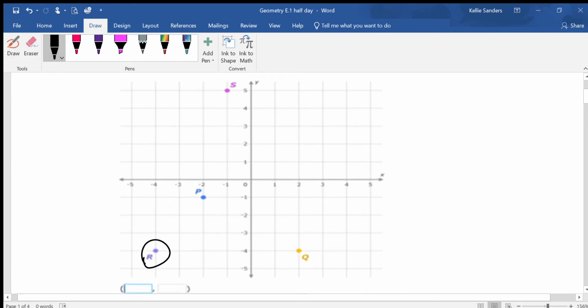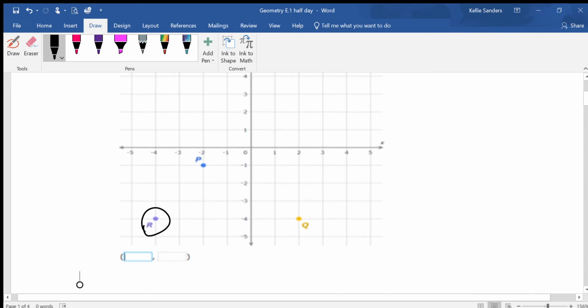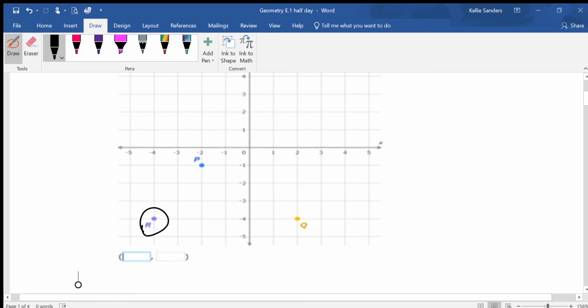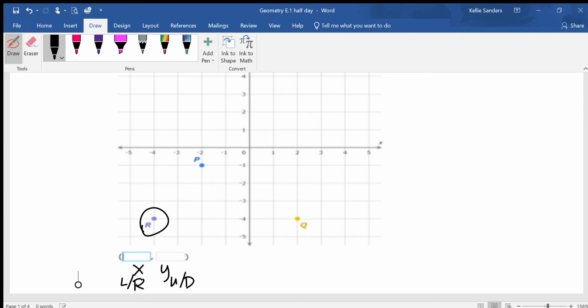To get to R, we are first going to go left or right to find the X. And then we're either going to go up or down to find the Y. So you always start at 0, 0. To get to R, we must go left. Where did we stop at? -4. And then we went down, -4. So R is at -4, -4.